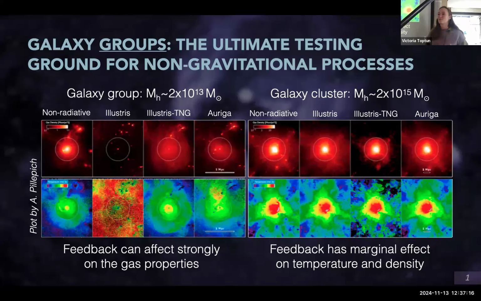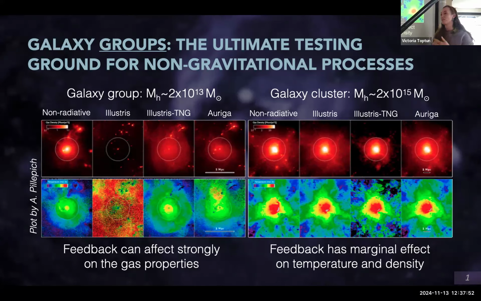We all know that galaxy groups and clusters are the most common environments in our universe. At the same time, they can be a really nice test of all the processes in our universe on really huge scales. We are particularly interested in galaxy groups because we can test non-gravitational processes using these targets. Because galaxy clusters are really massive, from theoretical predictions we do not expect a significant impact of feedback on properties of the halo, like temperature and density.